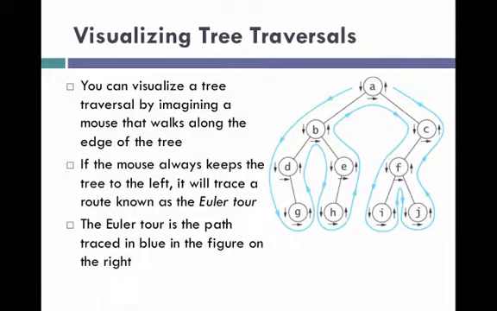Now we can visualize these tree traversals by imagining a mouse that walks along the edge of a tree. If the mouse always keeps the tree to the left, it will trace a route that's known as the Euler tour. The Euler tour is the path traced in blue in the figure on the right. Here's this blue path as the mouse traverses the tree, always keeping the tree to the left. That's the blue route, the Euler tour through a tree.